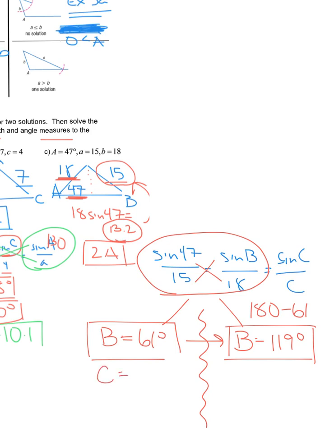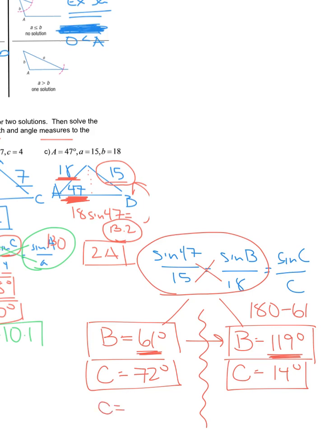Okay, so if I have a triangle that has a 47 degree angle and a 61 degree angle, I know the third angle must be 72 degrees because they have to add up to 180. If I have a triangle that has a 119 degree angle and again an angle of 47 degrees, I know my last angle has to be 14 degrees because they always add up to 180. Then you can just do law of sines that last time to figure things out.